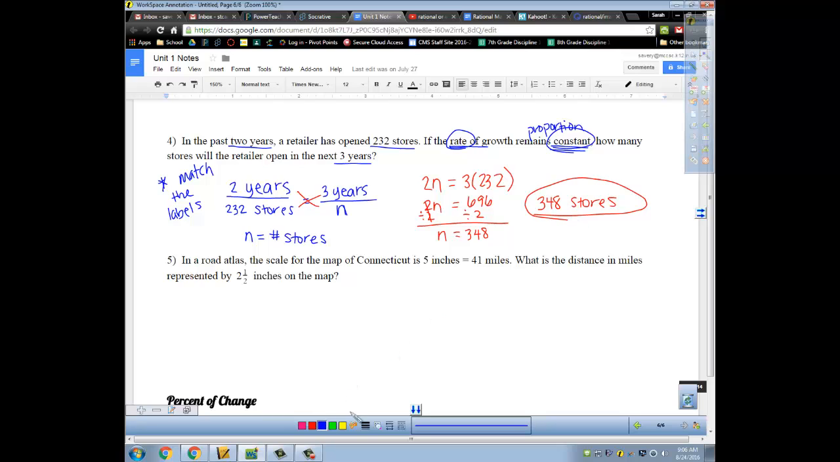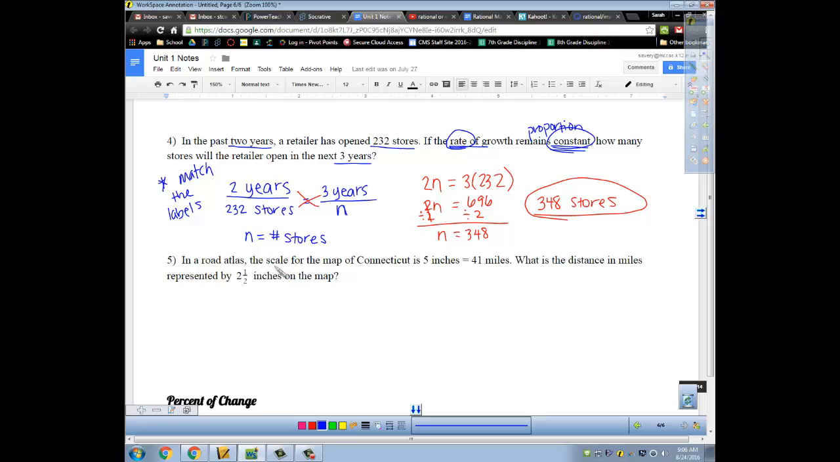Now some other people, they notice, well, you could have just done 232 divided by 2 and then multiply it by 3. That is perfectly fine. You still get 348. So if you read this problem and your first instinct was to do 232 divided by 2, then times 3, that's perfectly fine. I just wanted to show you another way to set it up in case you ever get stuck, you know what to look for.